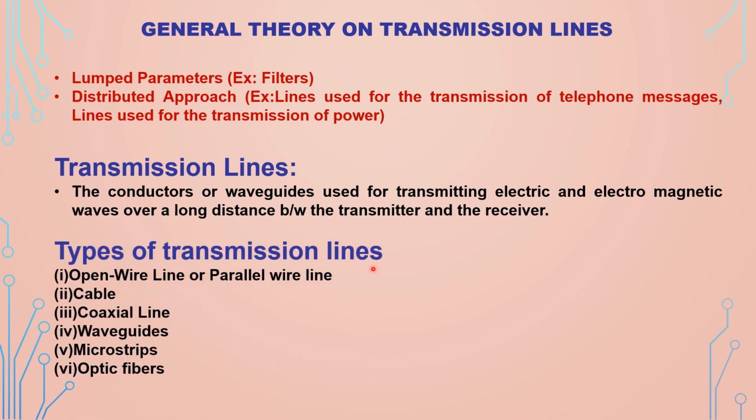Next is types of transmission lines. These are all the types of transmission lines. First, the open wire line, which is also called a parallel wire line. Second one is cable. Third one is coaxial lines. Fourth one is waveguides. Fifth one is microstrip. And the sixth type of transmission line is optical fibers. We'll see them one by one.